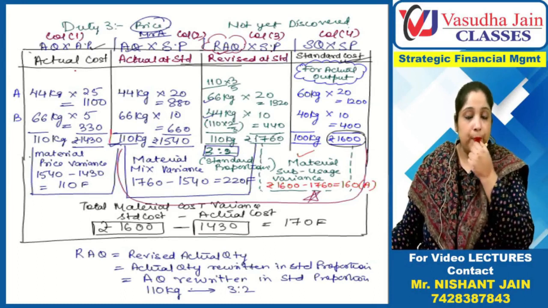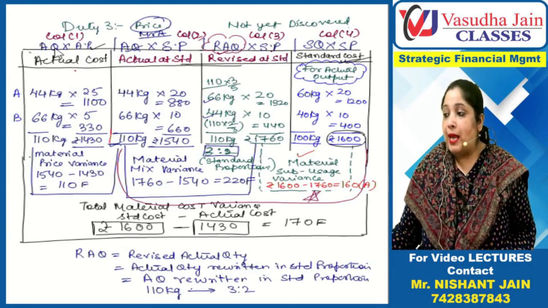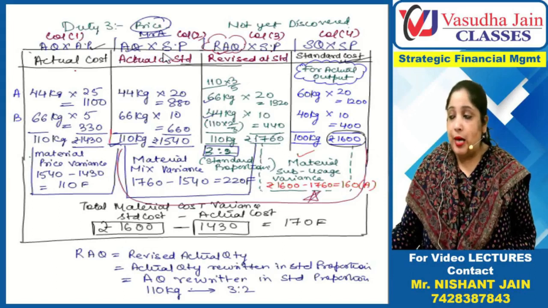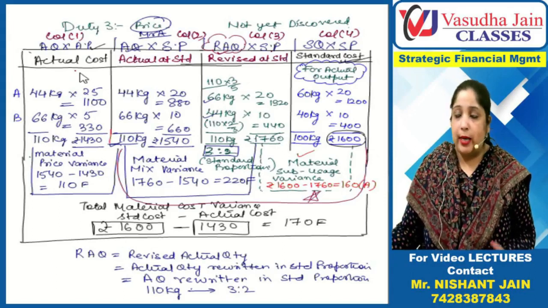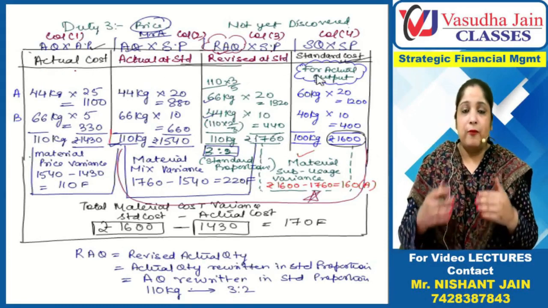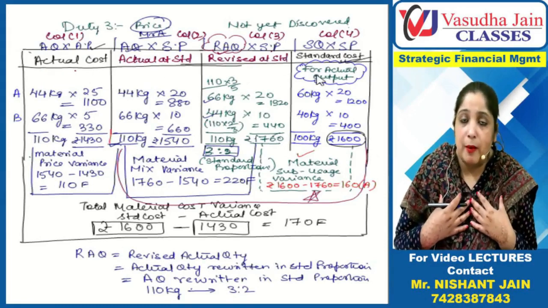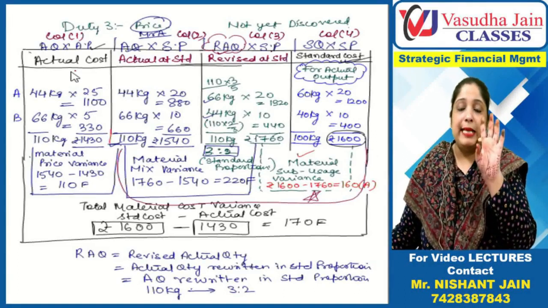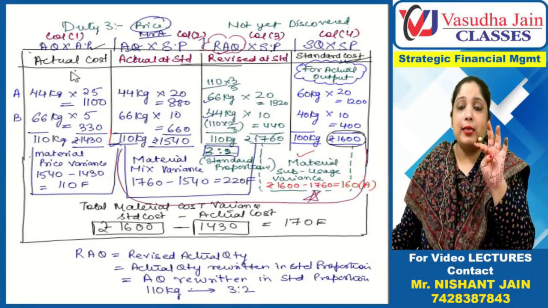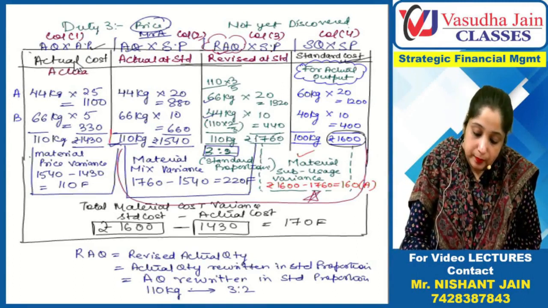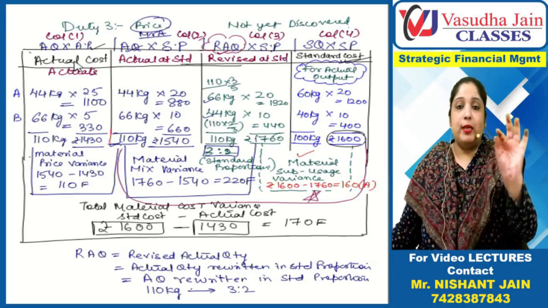Okay. Now, how do we memorize these figures? Actual quantity into actual rate, actual quantity into standard price. How do we memorize all this? First of all, let us memorize these 4 words. Can you memorize 4 words for me? Practice with me. First column represents actual cost. Say actuals. Instead of actual cost, we say actuals. So say actuals.